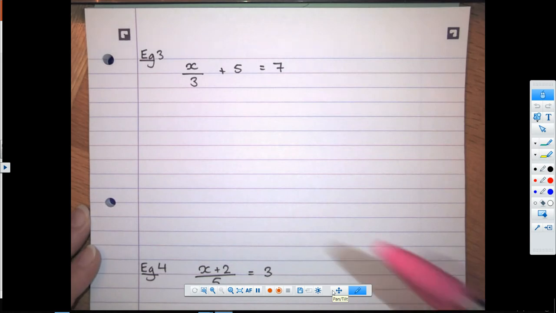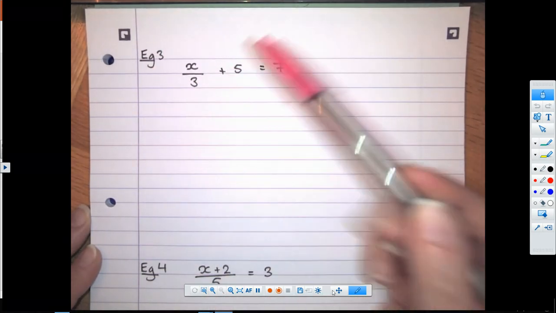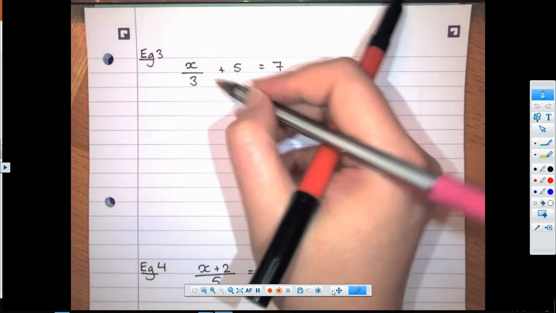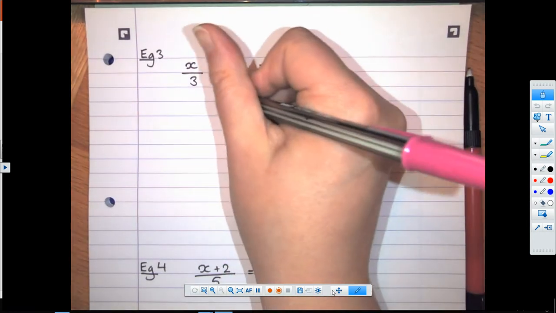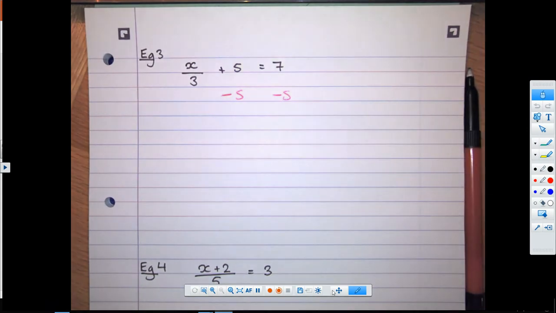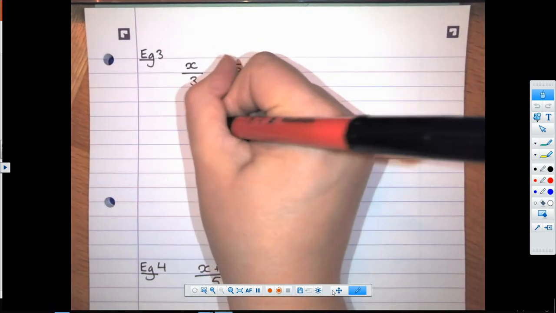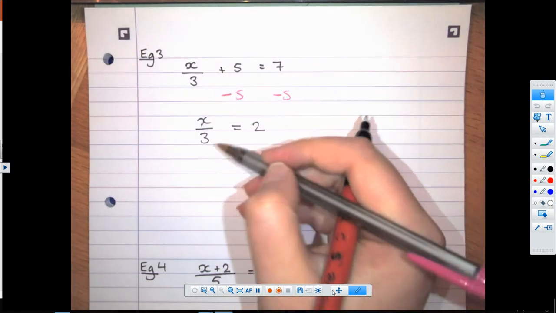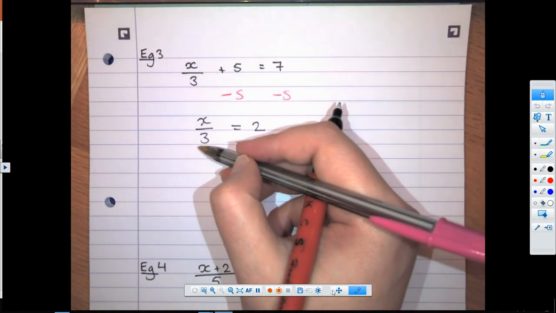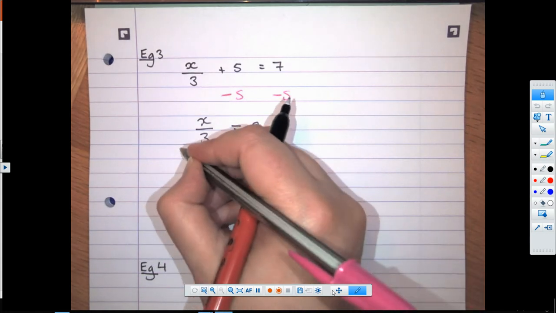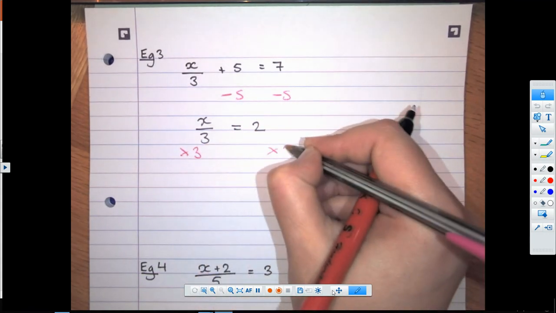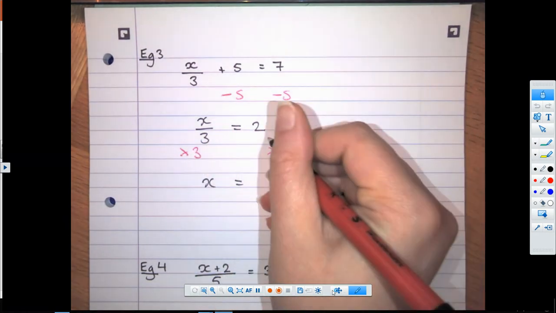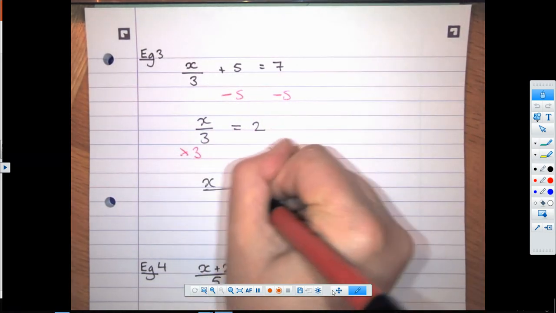Okay, so here we have a two-step solving question, okay, in which first we're going to take away the 5. So minus 5, and that will give us x over 3 is equal to 2. Now you need to get rid of the denominator, so the opposite of dividing is to multiply. So we multiply both sides by 3. And on the left, that leaves us with just x is equal to 2 times 3, which is 6.